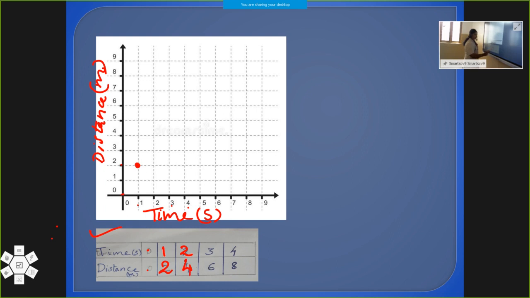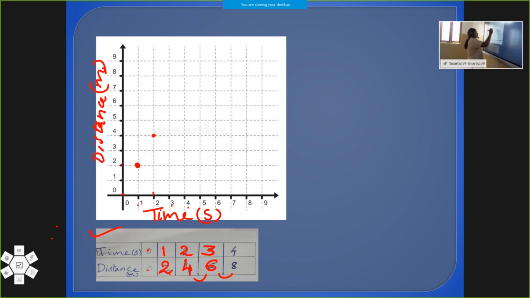At time 2 seconds, the distance covered is 4 meters. So you get the point like this. Then at time 3 seconds, it has covered 6 meters. Look, children, here the distance traveled is equal, 2, 2. So equal distance is traveled in equal intervals of time, right? So it is uniform motion. And again 3, 6 and 4, 8.